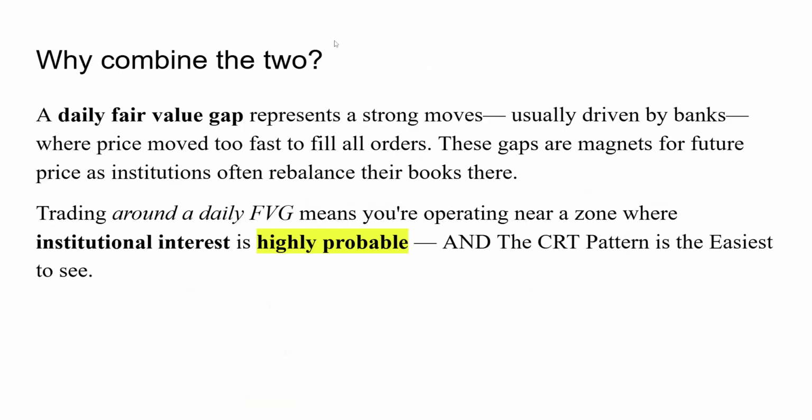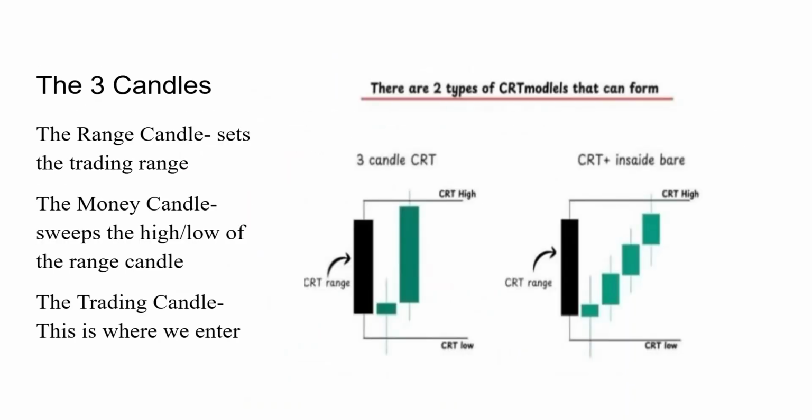So why do we combine these two ideas? Because the fair value gap can show a strong move, usually driven by banks. These price levels are magnets that price can trade back into, and it's highly probable that the price can continue once it hits the candle range or the fair value gap range, and the candle range theory is the best way to see a reversal or continuation of that daily trend.